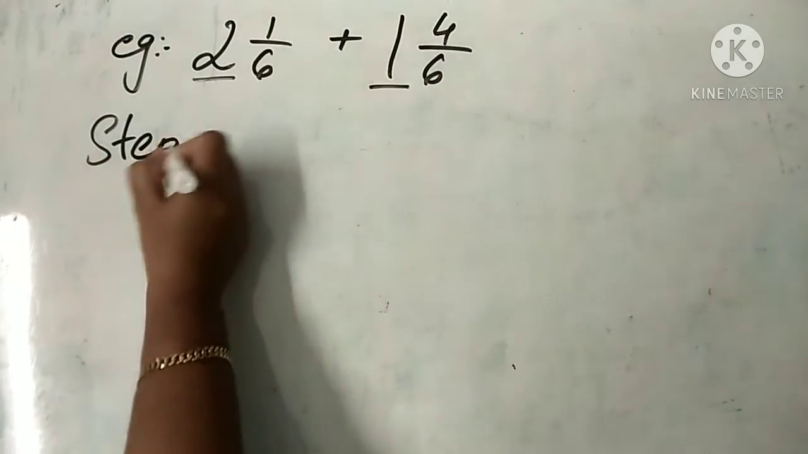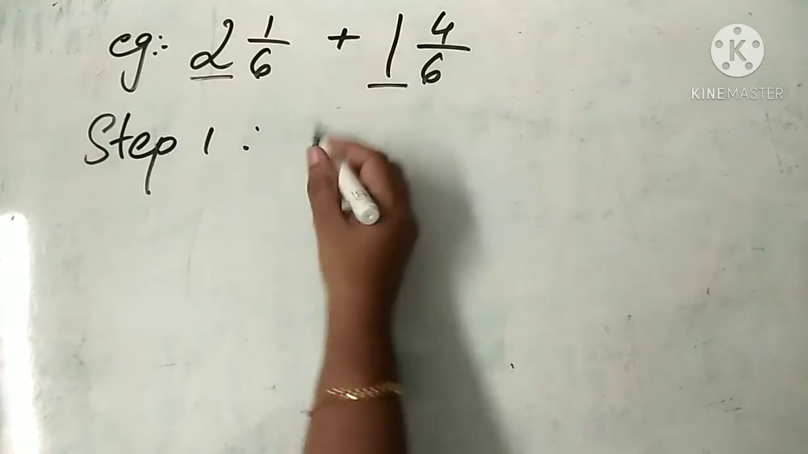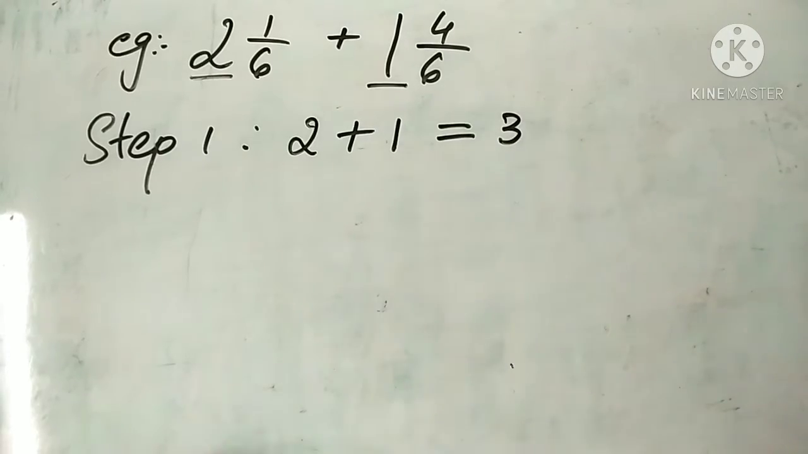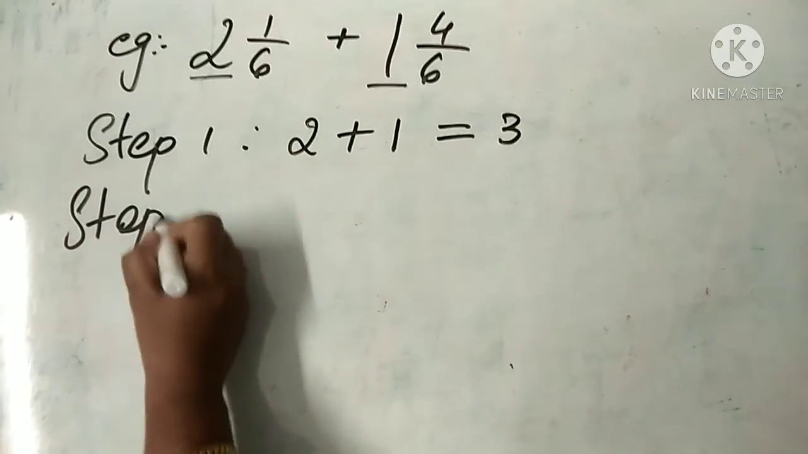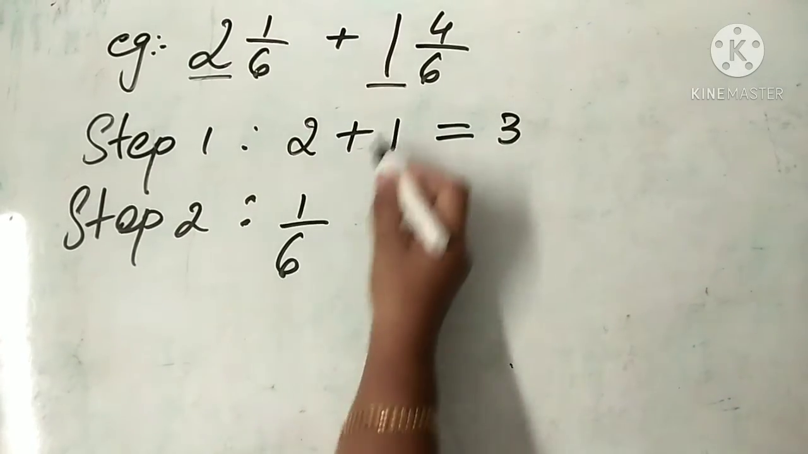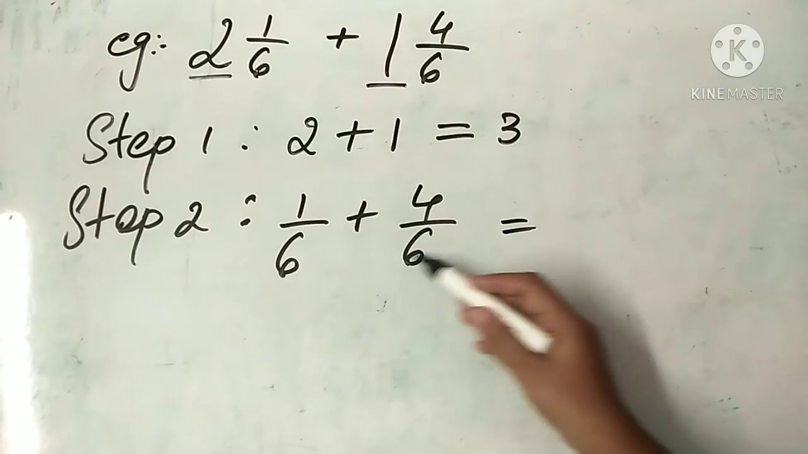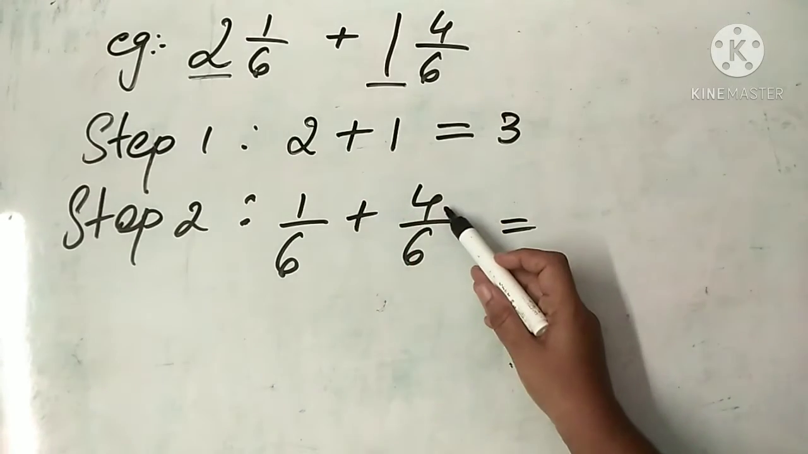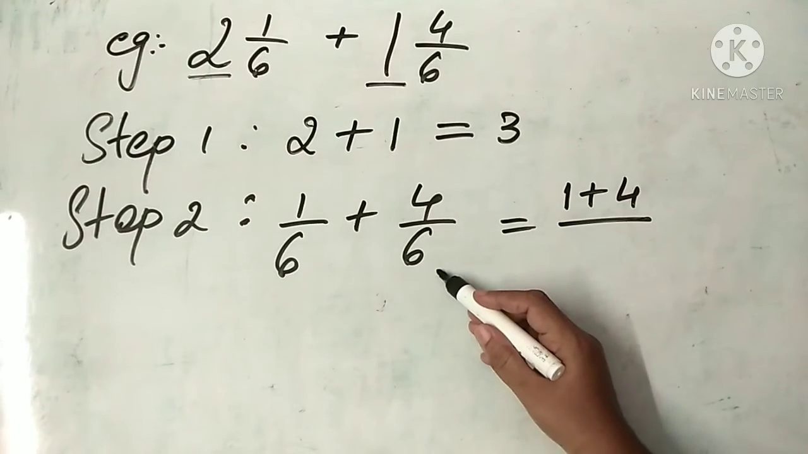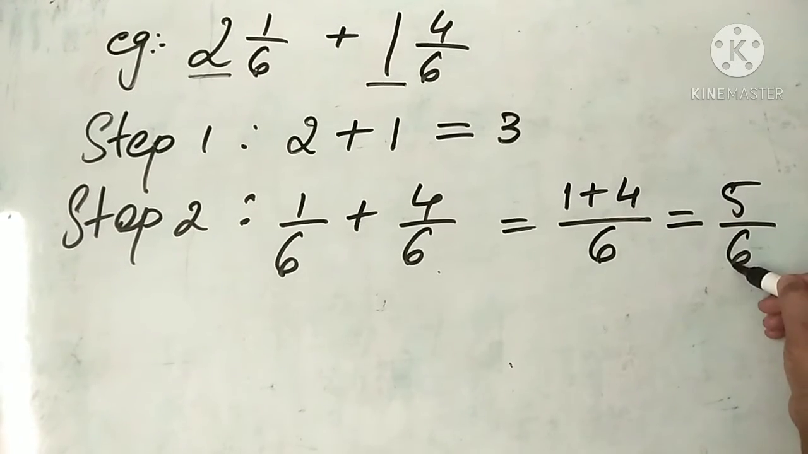Step 1, add the whole number. Here whole number is 2 plus 1. 2 plus 1 is equal to 3. Okay. Second step is step 2, add the fractional part. 1 by 6 plus 4 by 6. What is the answer? Here it is like fractions. So we can add the numerator 1 plus 4 and write the denominator as it is, 6. So answer is 5 by 6.